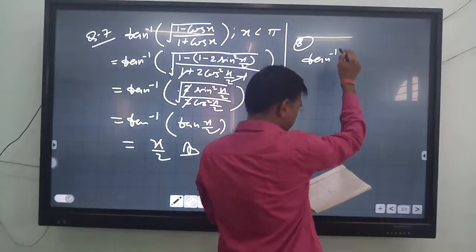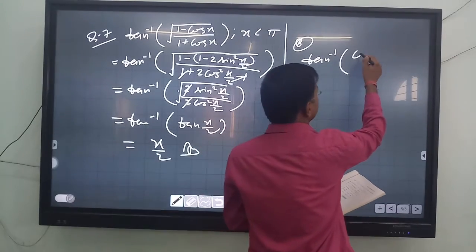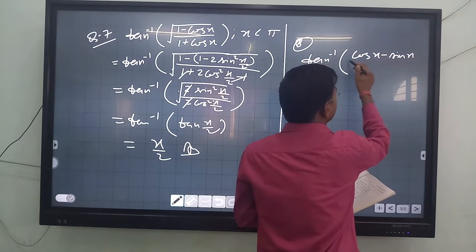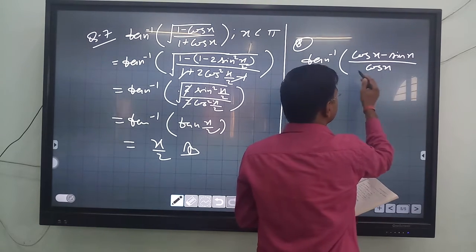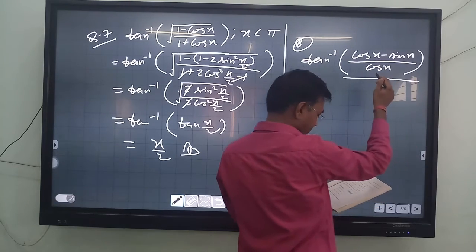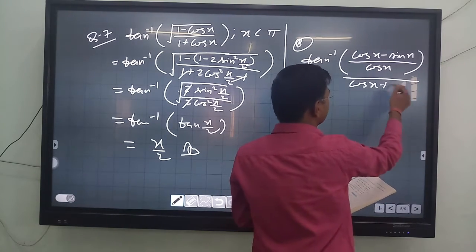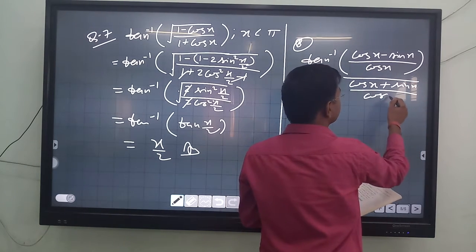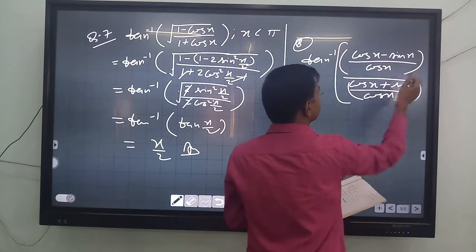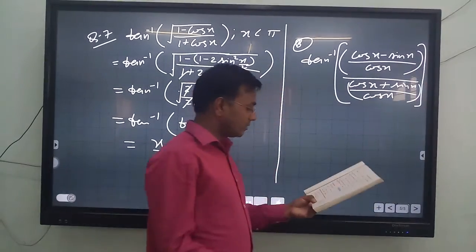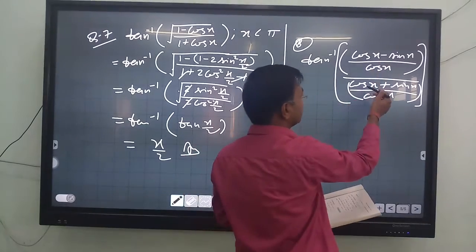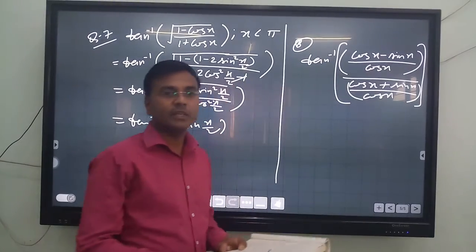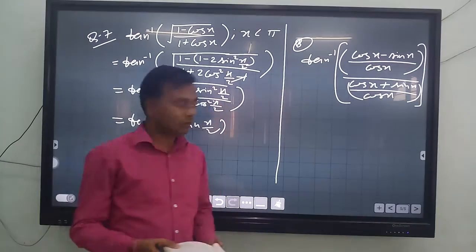In question 8, a standard identity is being formed here if we divide the given expression by cos x. So I am dividing the numerator and denominator by cos x. Right? Cos x minus sin x upon cos x, same way cos x plus sin x upon cos x. So these two terms are different. That is, we have divided numerator and denominator by cos x.